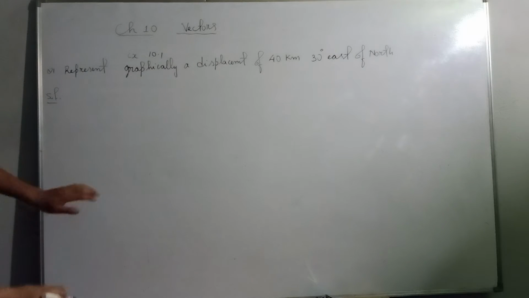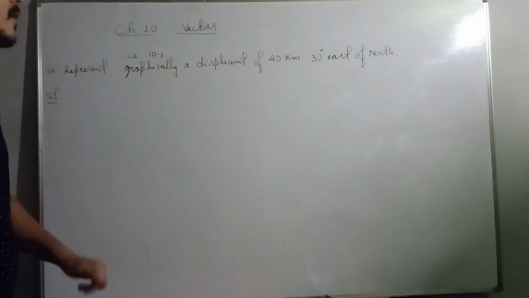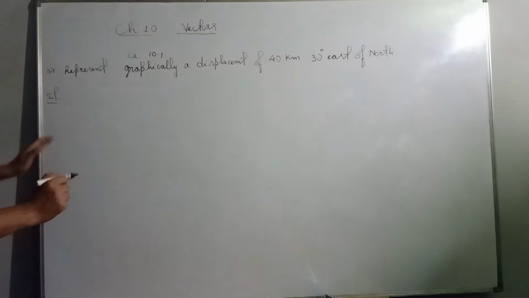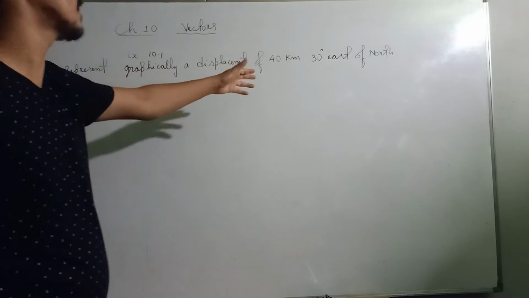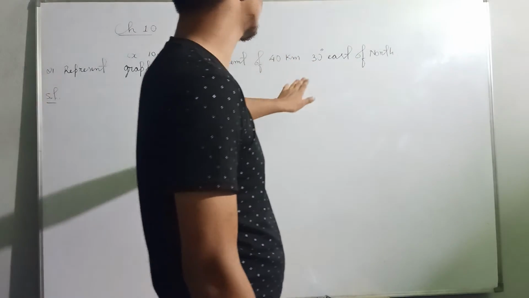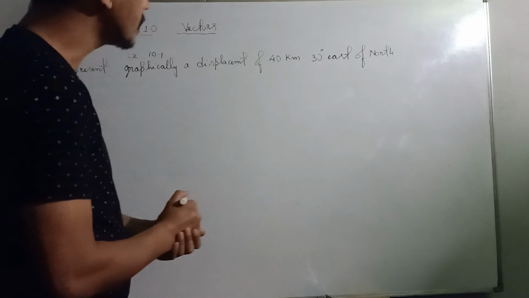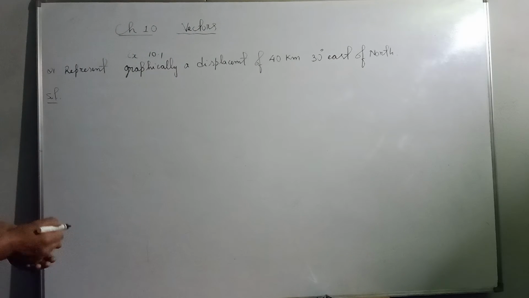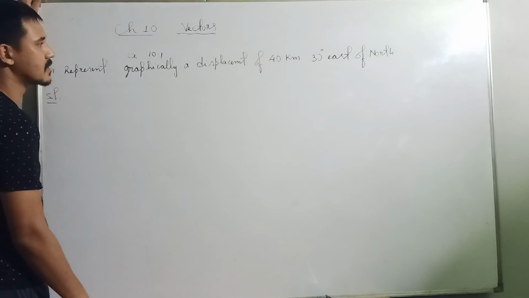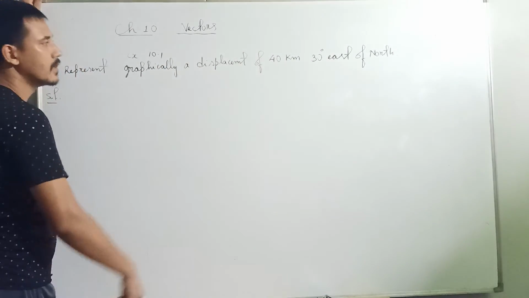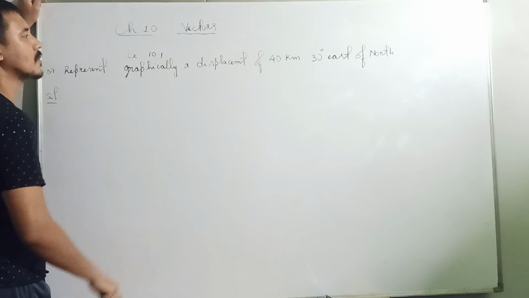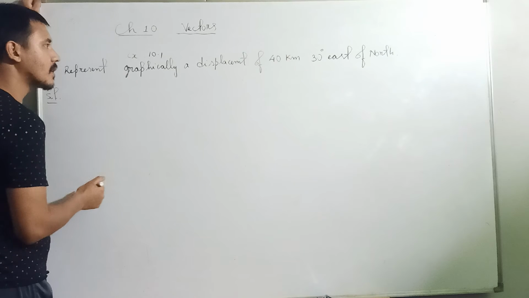So a displacement of 40 kilometers 30 degree east of north: this quantity has a magnitude of 40 kilometers. It also has a direction, 30 degree east of north. So it's a vector quantity, right? Displacement means distance with direction. The magnitude is given, direction is also given. So we have to represent it graphically.